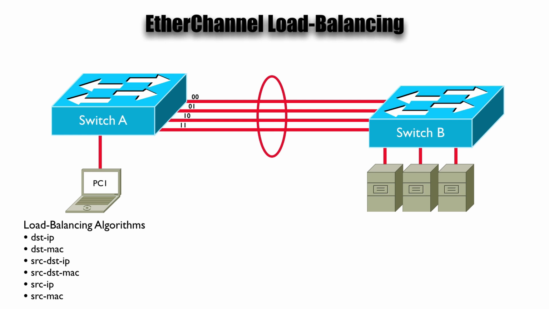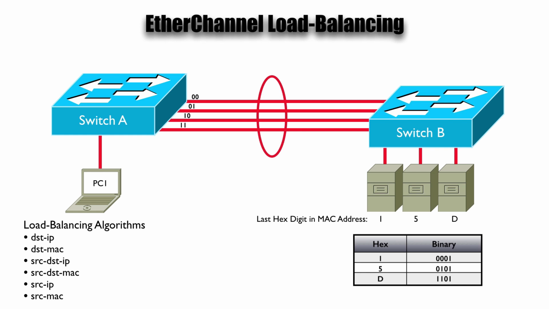Let's take a look at an example though. Let's say that these 3 servers have MAC addresses that end in a 1 for the first server. The last hexadecimal digit for the MAC address for the second server is a 5, and the last hexadecimal digit for the last server is a D. Well, those seem different enough, but if we break the hexadecimal digits down into binary, as I've done for you in that table on screen, take a look at the last 2 bits. The last 2 bits of all of those hexadecimal digits are 0, 1.